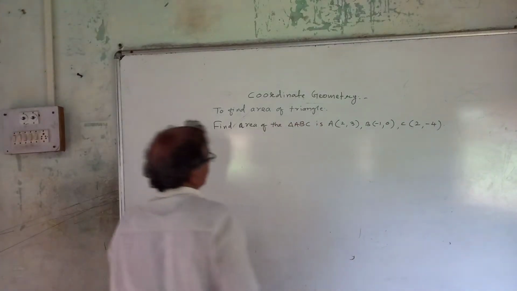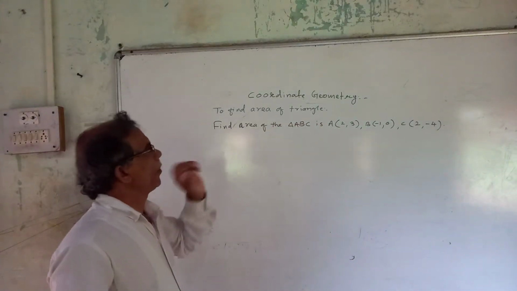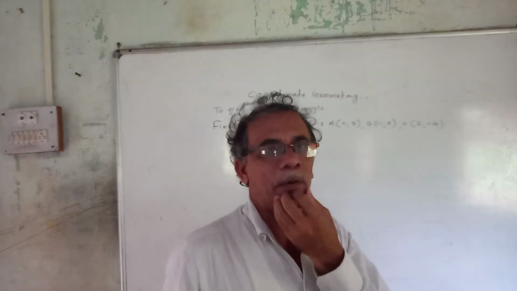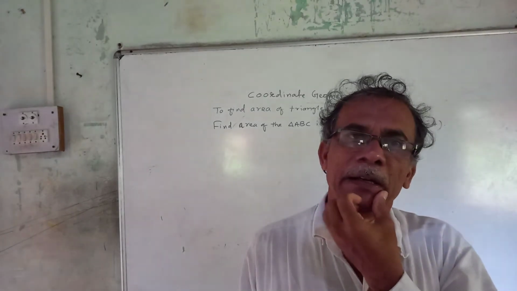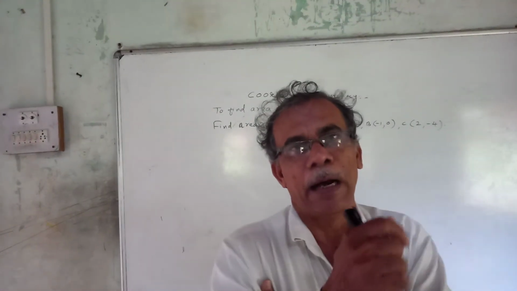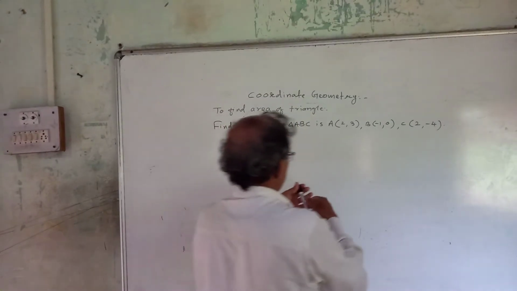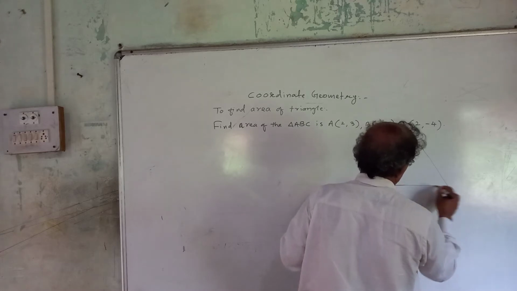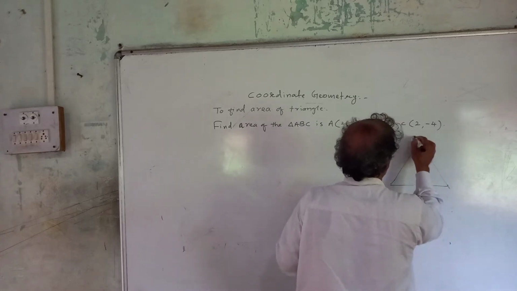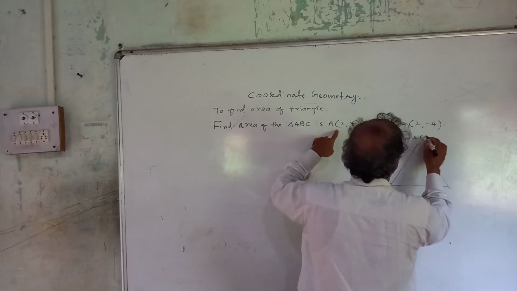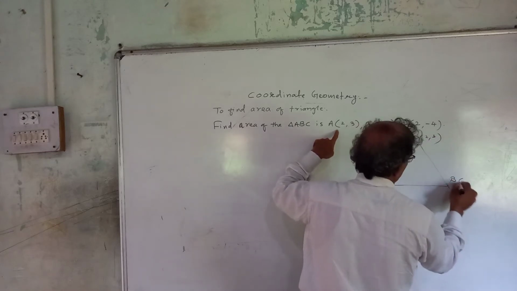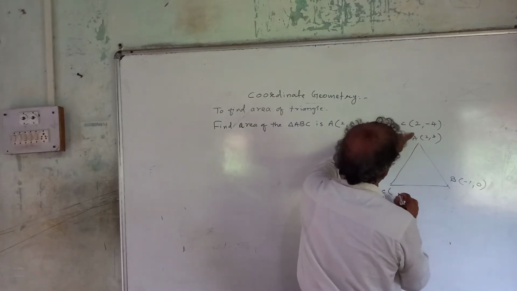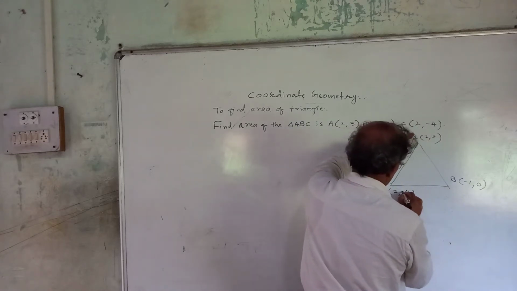Now again, let us go to coordinate geometry to find the area of a triangle. To find the area of a triangle, you know the formula. What is the formula you are generally using? Half into base into height. Now here, if you know the coordinates of all three vertices of the triangle, suppose this is A (2, 3), B (-1, 0), and C (2, -4).